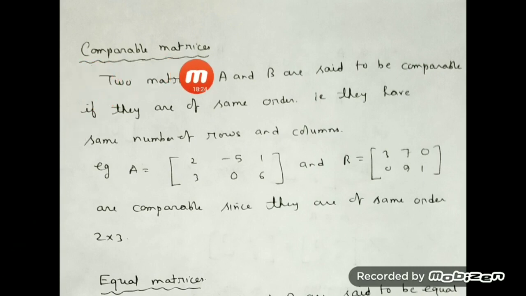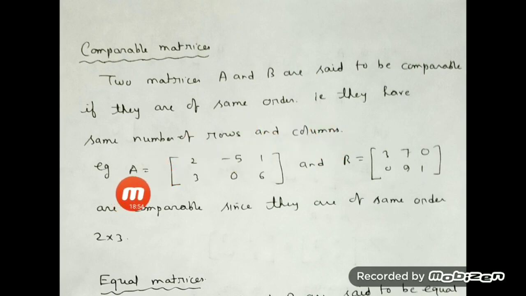Comparable matrices. That means when we will call two matrices comparable. Suppose we take matrices. Already you know matrices is the plural form of matrix. Two matrices A and B are said to be comparable if they are of same order. What does it mean? Same order means that they have the same number of rows and columns. So when two matrices have the same number of rows and columns, then they are said to be comparable.